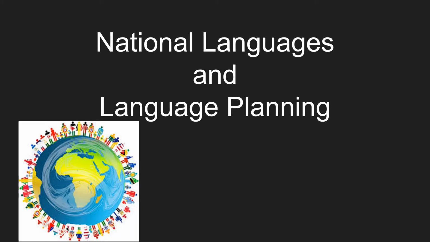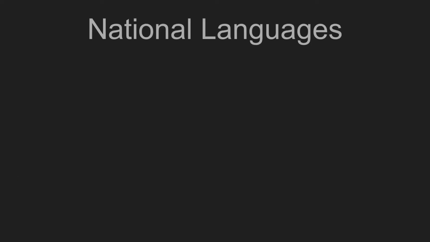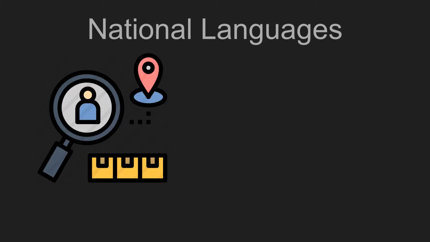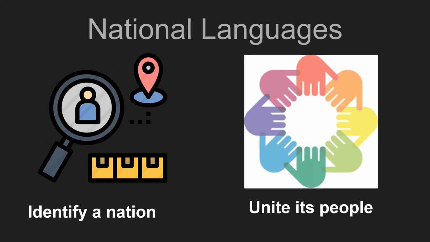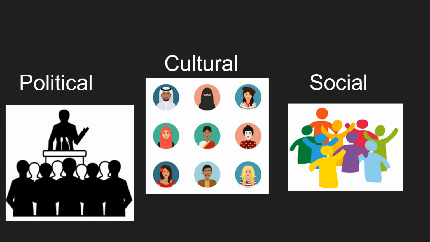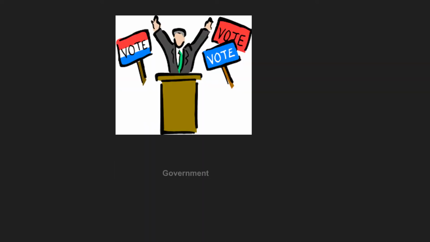National languages and language planning. National languages are commonly considered a symbol of national unity, as their functions are to identify the nation and unite its people. Therefore, we can define a national language as a language that identifies and unites a political, cultural, and social unit of a country. Frequently, the government declares a specific language as its national language for political purposes.